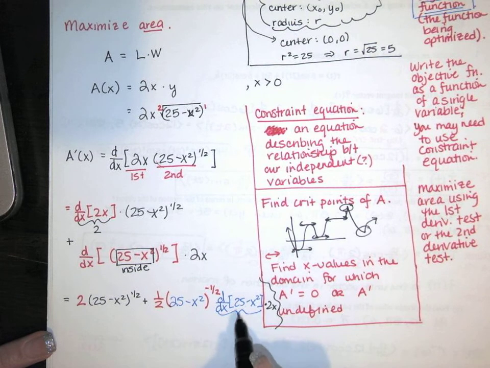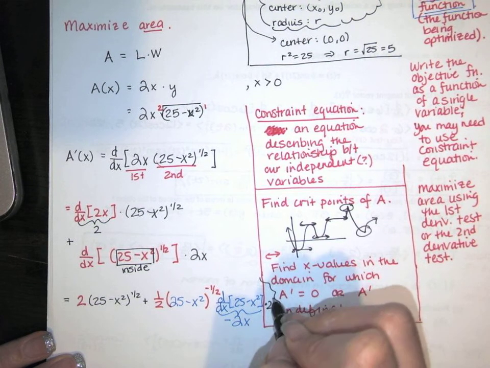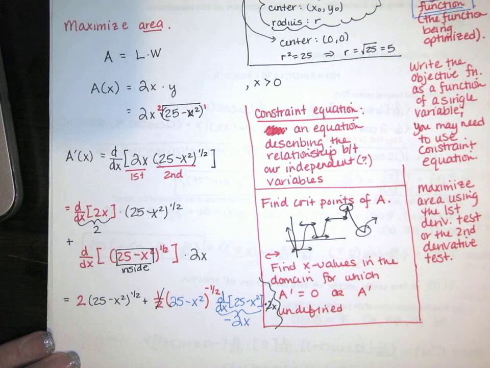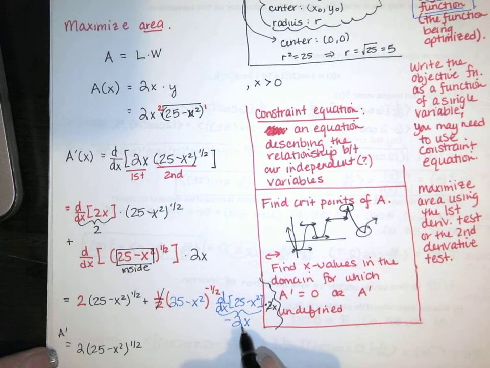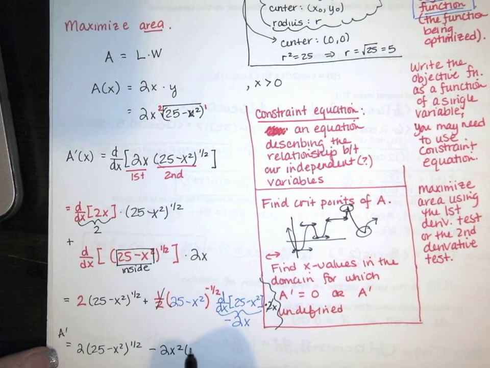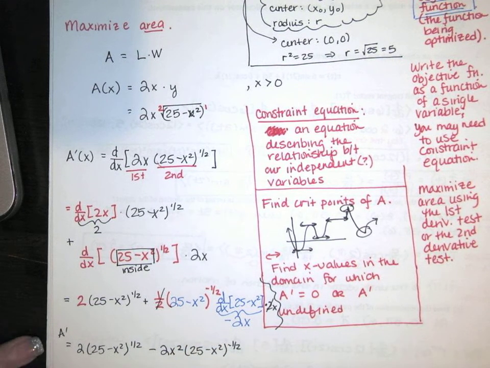Derivative of this part, derivative of 25 is 0. Derivative of negative x squared is negative 2x. So the 2's reduce there and there. And now we've got, this is A prime equals 2 times the quantity 25 minus x squared to the 1/2. I've got a negative 2x times an x is negative 2x squared times 25 minus x squared to the negative 1/2.